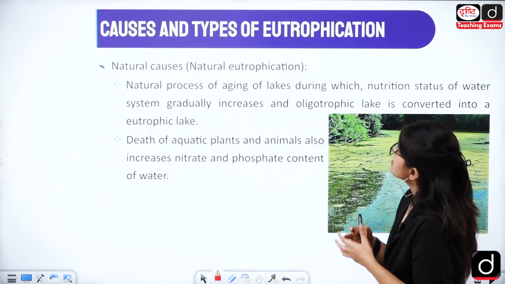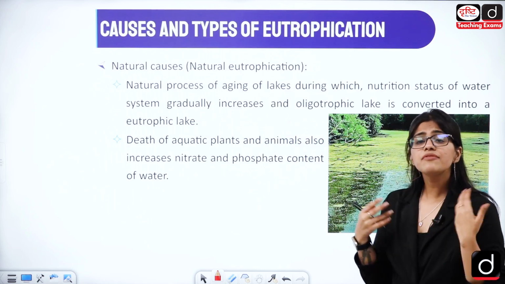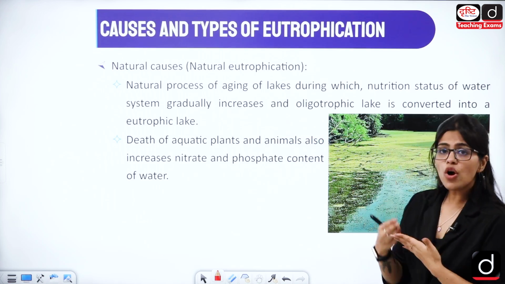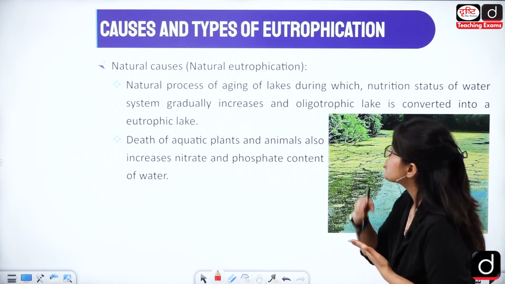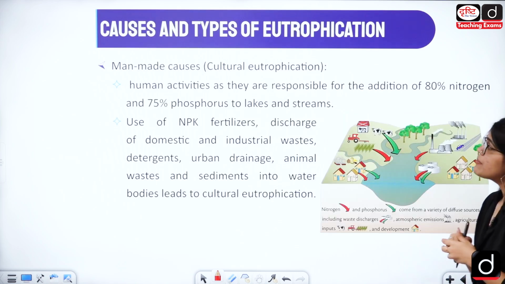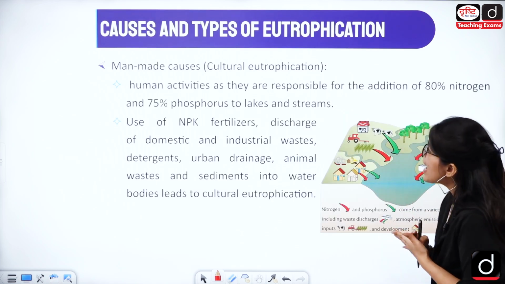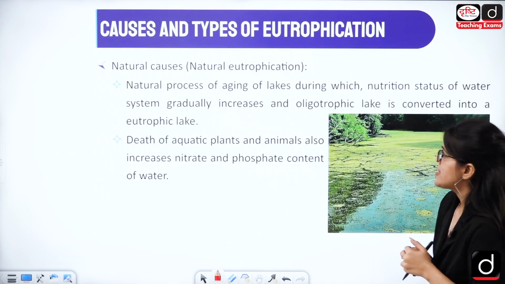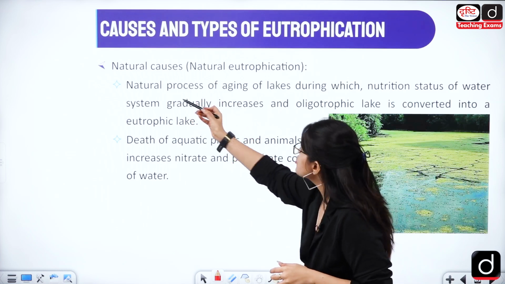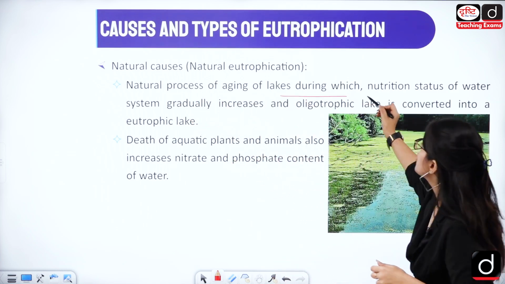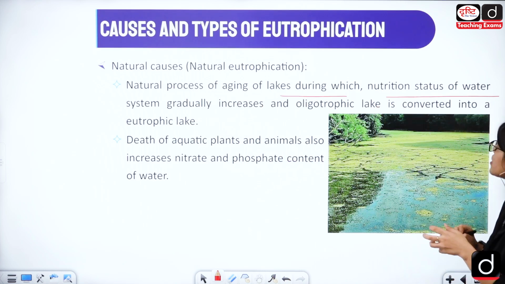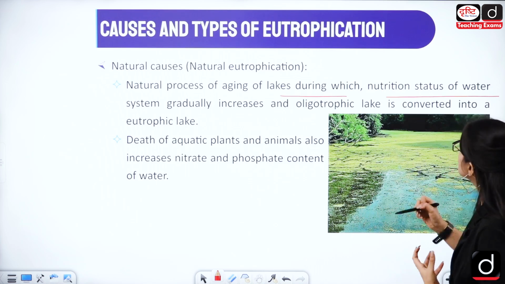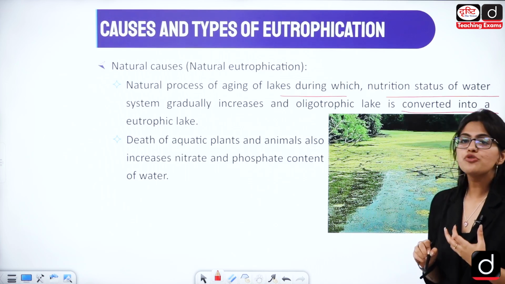Then, the causes and the types of eutrophication. What are the various types? It can be caused by natural causes, which is called natural eutrophication. It can be because of man-made causes, called cultural eutrophication. The natural causes are the natural processes of aging of the lake, during which the status of the nutrients in the water gradually increases and the oligotrophic lake is converted into a eutrophic lake.